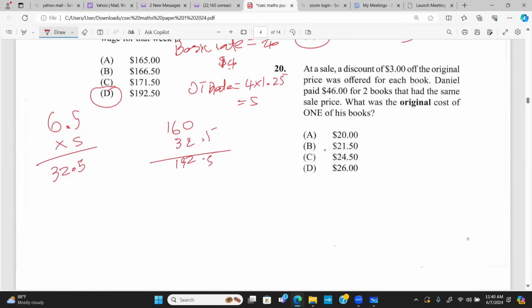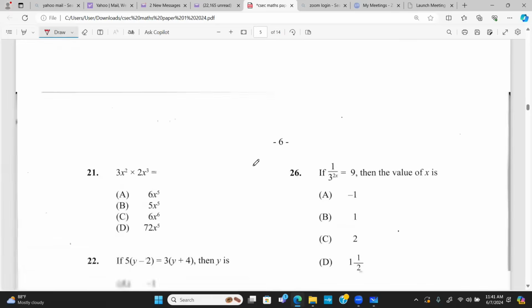An article at a sale has a discount of $3 off the original price. Daniel paid 46 for 2 books. What is the original cost for one? There are many ways you could do this. One way is to just divide, so it's $23. But remember, he got $3 off, so you add it back, which takes it to $26 for 1 book. That's the real cost for the book. There's another way to work it, but we're moving. So the answer is 26.